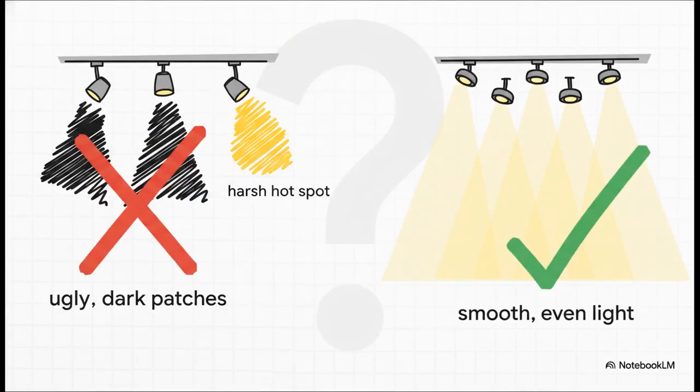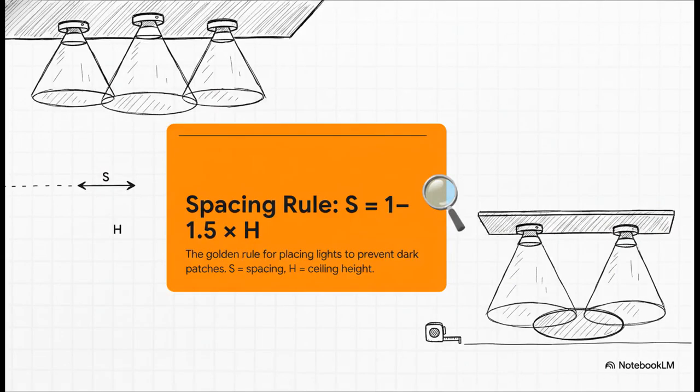Right. You can't just toss them up on the ceiling wherever you want. Placement is everything. If you space them badly, you get these ugly dark patches and harsh hotspots. So how do we get that smooth, even, professional-looking layer of light? For this, we use a really simple rule of thumb. It's called the spacing rule.